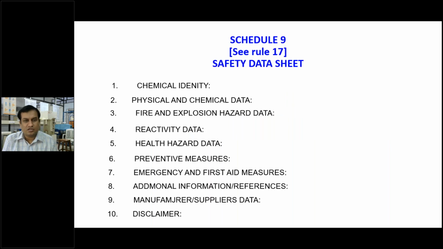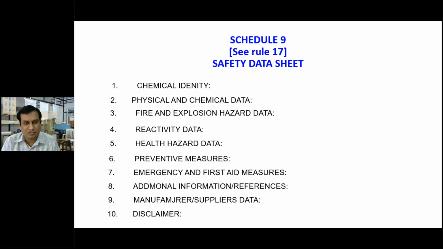Then schedule 9, rule number 17, safety data sheet. It is also called the material safety data sheet. So this rule number 17 is the collection and dissemination of information on these hazardous chemicals. For that rule, this safety data sheet is designed in the Indian safety data sheet with reference to schedule 9 and rule number 17 of MSIHC.